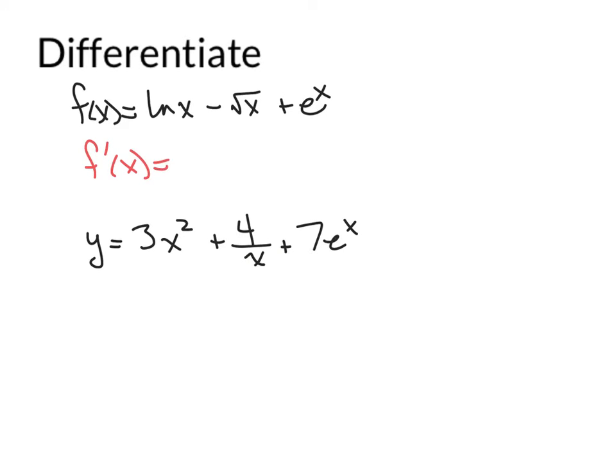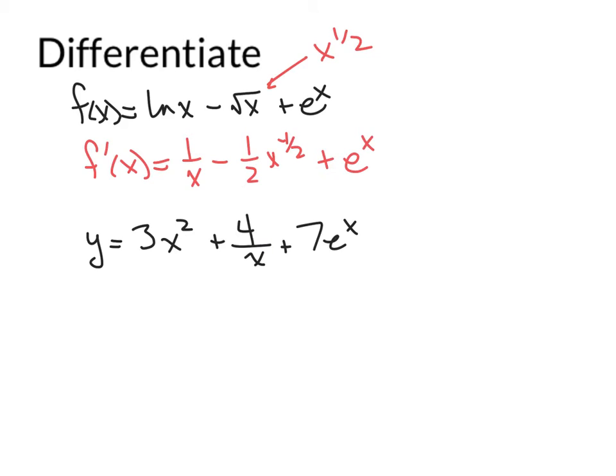Now, if we want to find these derivatives, we'll just take them term by term, and f prime is going to be the derivative of natural log, which we said was 1 over x, minus the derivative of square root of x. Remember, square root of x is x to the 1/2 power, so we can use the power rule: 1/2 x to the negative 1/2. And the derivative of e to the x is e to the x.